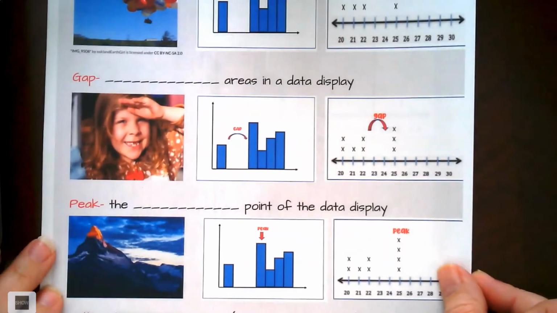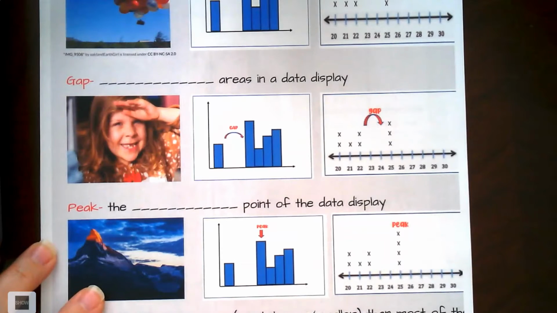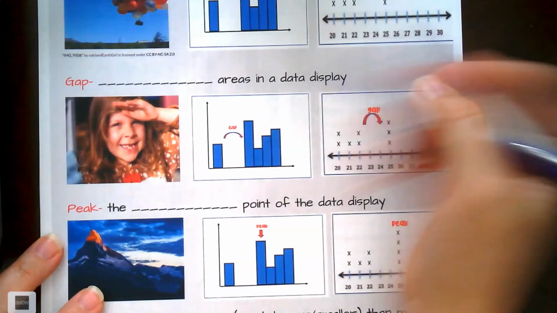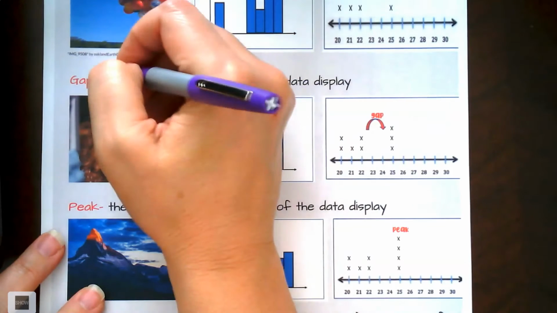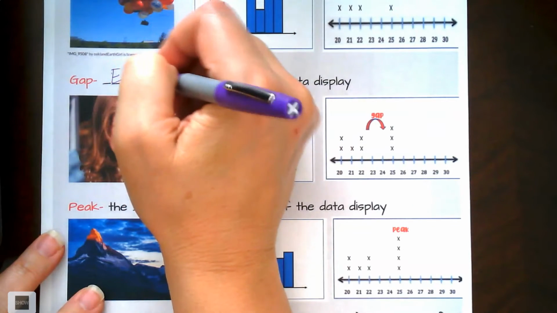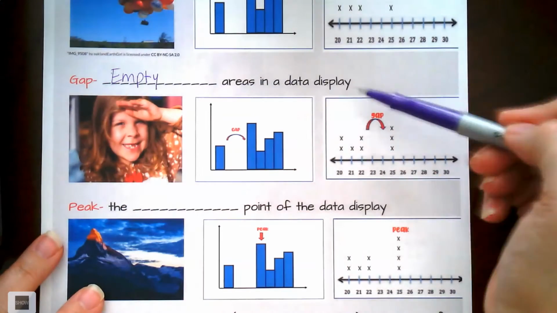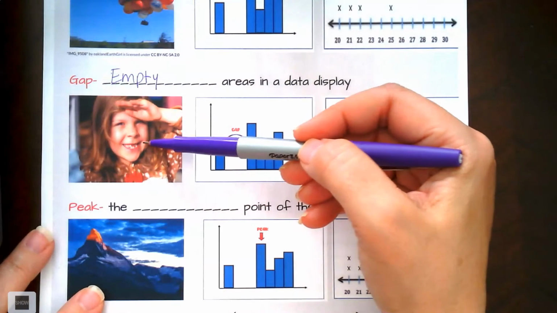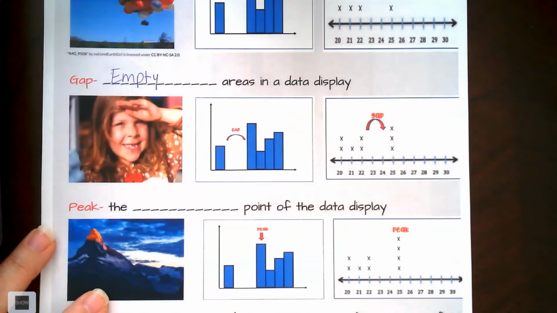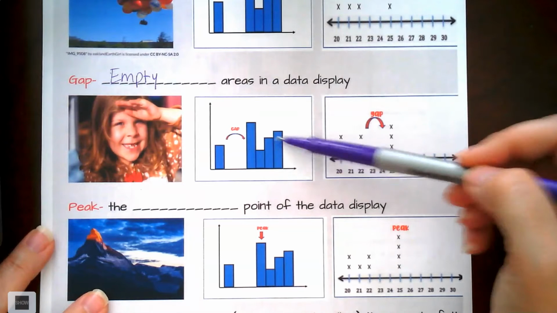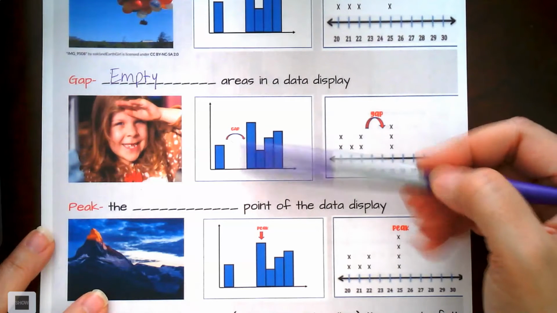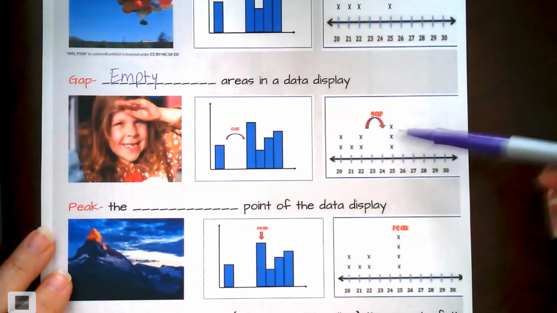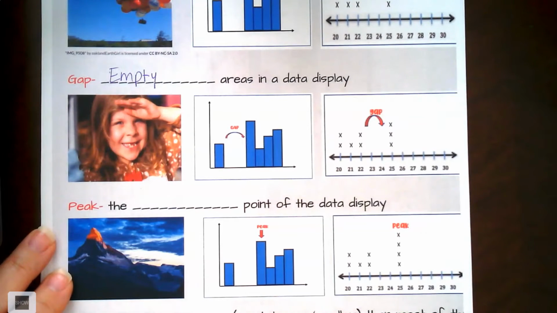The next word we're going to talk about is what I just mentioned, a gap. Gaps are pretty self-explanatory if you look at these images. Gaps are empty areas in a data display. So here, when you lose teeth, you have gaps in your teeth. Here it shows that same display at the beginning, but instead of having a cluster, we have the gap. There's an empty space in our graph. There's an empty space here in our line plot.